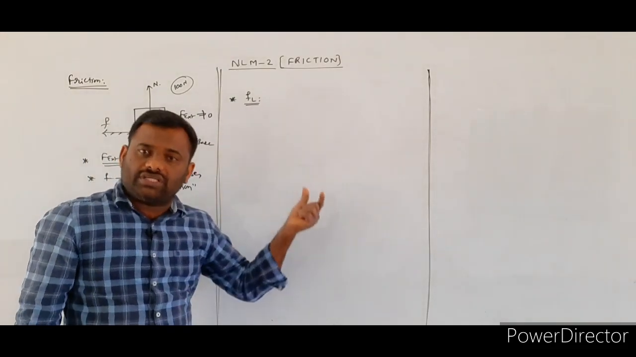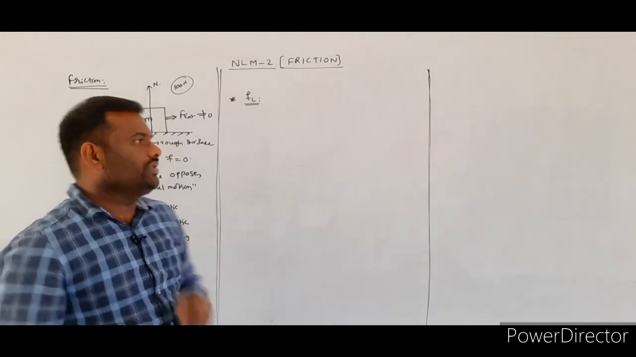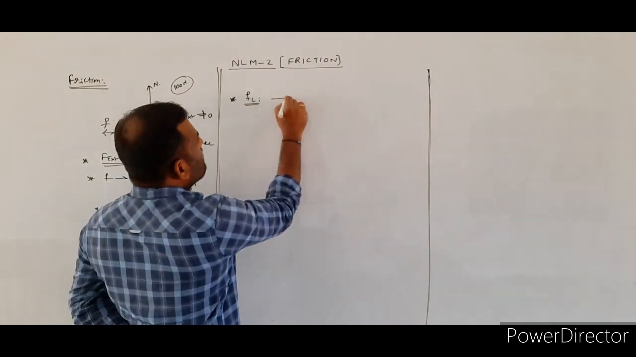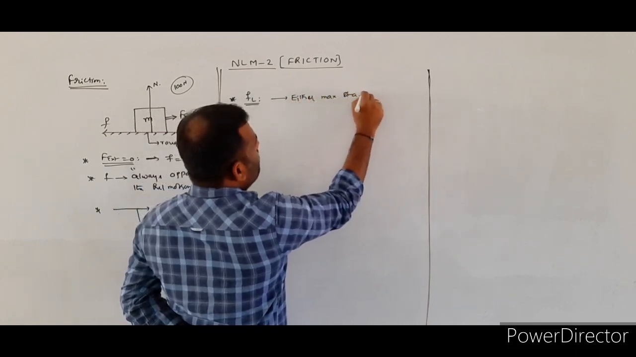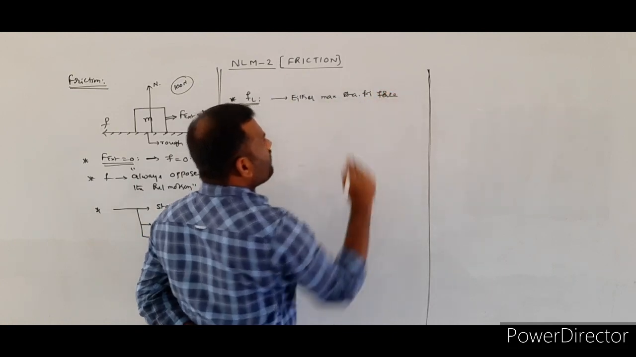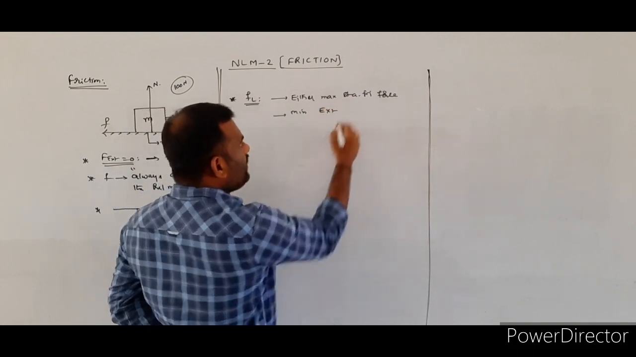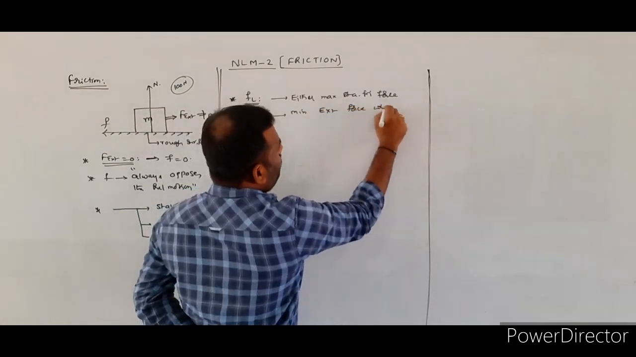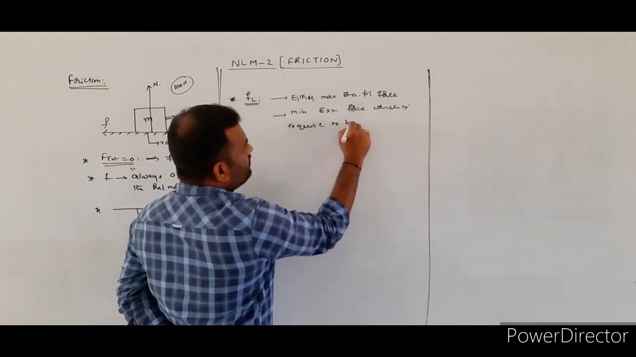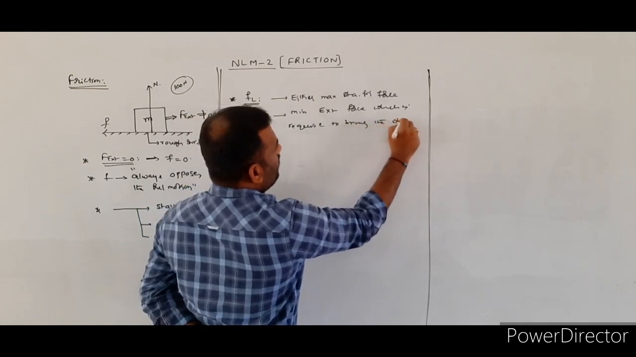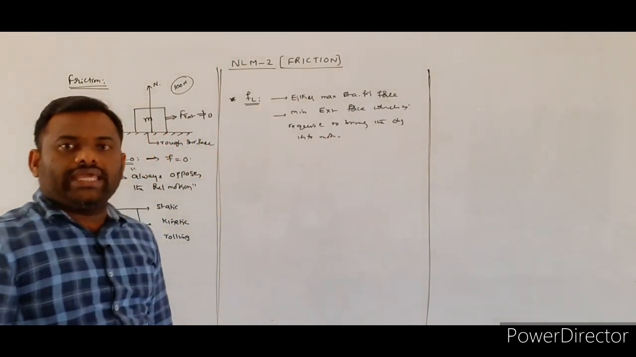Maximum amount of the static friction, or minimum amount of the external force that is required to bring the block into the motion. So, how can we define it? It is either maximum static frictional force or minimum external force which is required to bring the object into the motion. Such type of force we are calling as what?